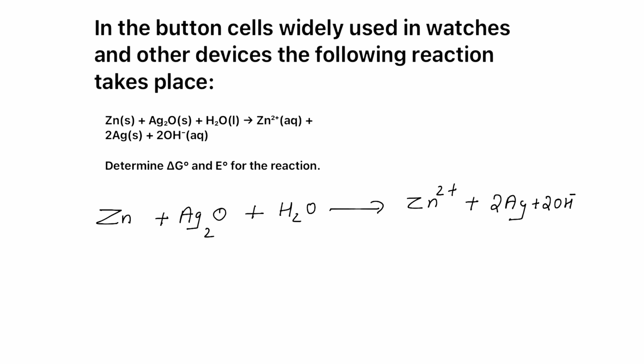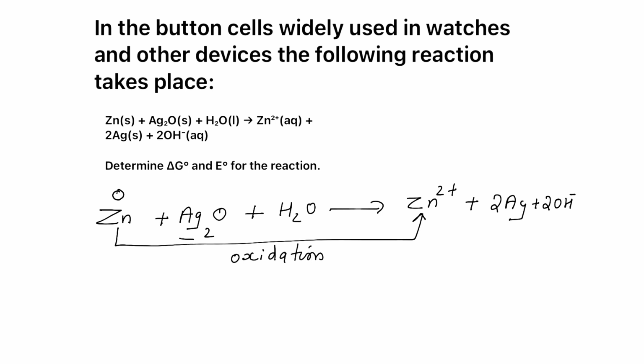Now on the reactant side, you can see that the oxidation state of zinc is 0 because it is in its elementary form. On the product side, it is 2 plus, right? It is very clear. So zinc becomes Zn2 plus, right? So losing electron, it is oxidation, right?